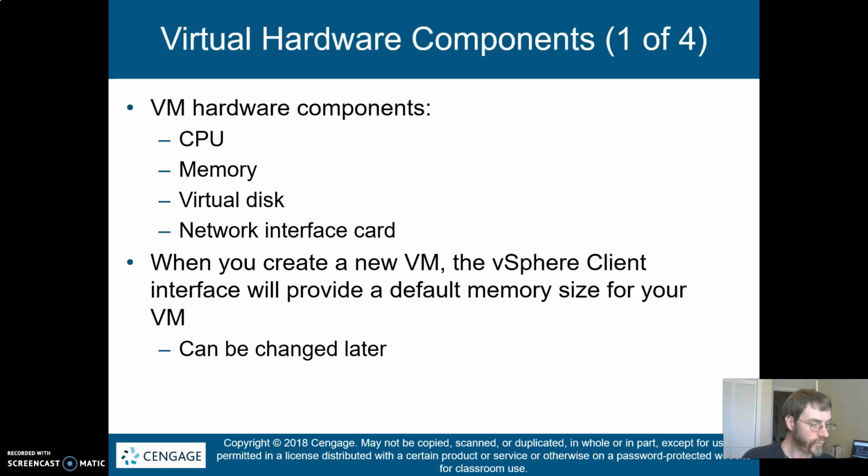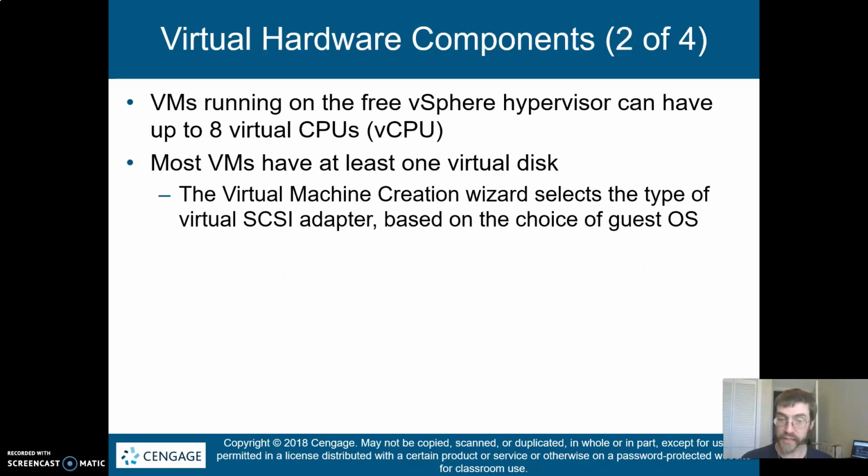Now, these VMs running on the free hypervisor can have up to 8 virtual CPUs. If you have a platform which needs more virtual CPUs because it's a VM that's going to run more complicated applications, you're going to need the licensed ESXi, not the free one. That'll give you more options.